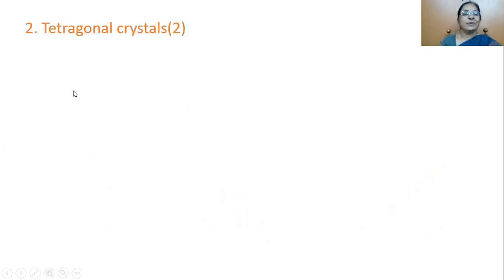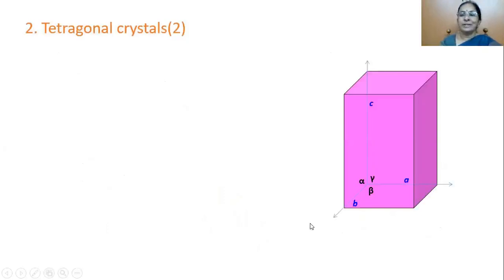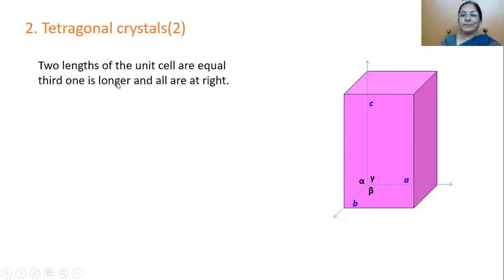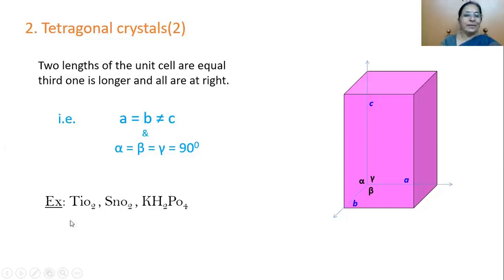The second category of crystal system is tetragonal crystal. It has 2 types. You can see here, it is a kind of parallelepiped. Here, the conditions: 2 lengths of the unit cell are equal, the 3rd one is longer, and all are at right angles to each other. You can see this A and B are equal in length, but C is longer, but alpha, beta, gamma are at 90 degrees. So A equal to B, but not equal to C. So this is one kind of tetragonal crystal. Examples are given here. Titanium oxide crystal is one such example.